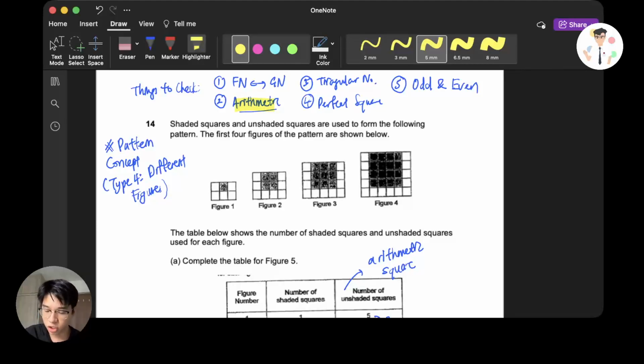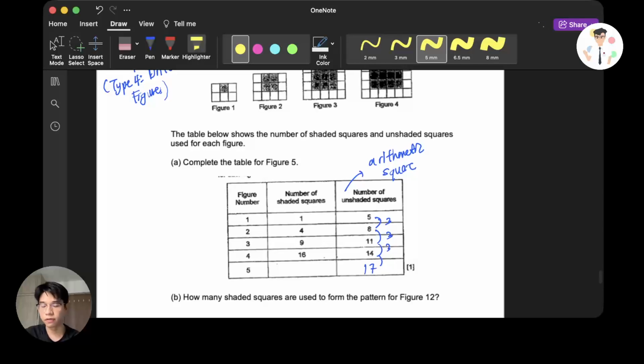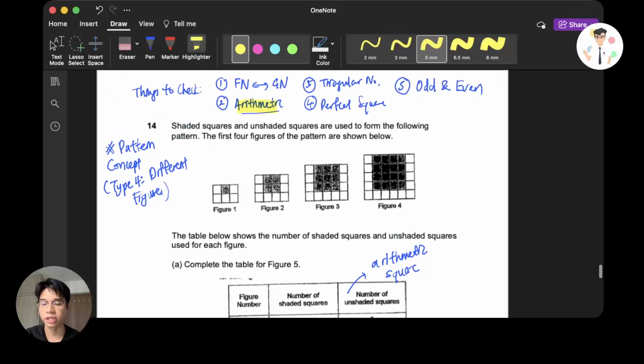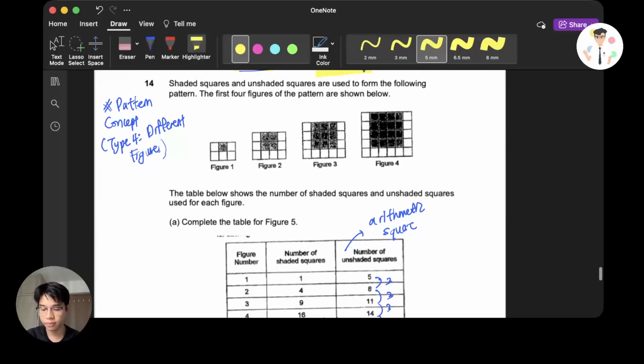Next one, triangular number. Is there a triangular number here? Now, if you forgot what is a triangular number, go and read your booklet R2. If you look at it, obviously it is no. There's no triangular number. Now, how about number 4? Is there any perfect square?